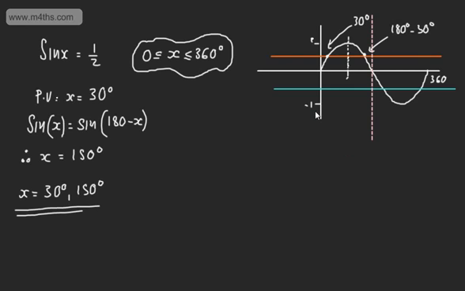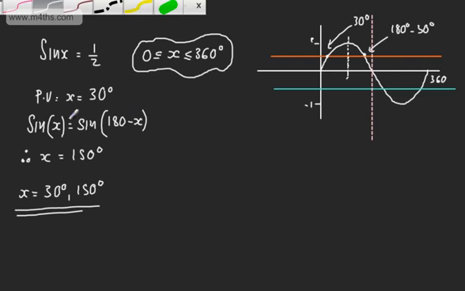So that's using either the known exact value, and that's because it's one of our known ones, and we know for 0, 30, 45, 60, 90, and then multiples on from there, or we could just go ahead and find what is called the principal value.